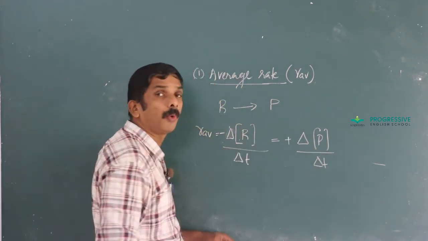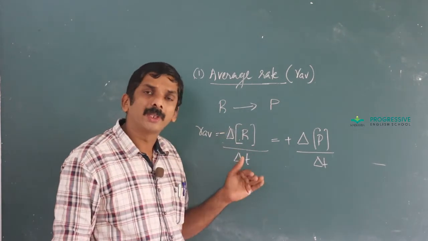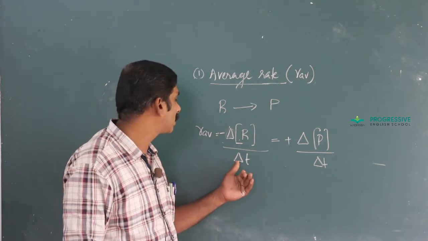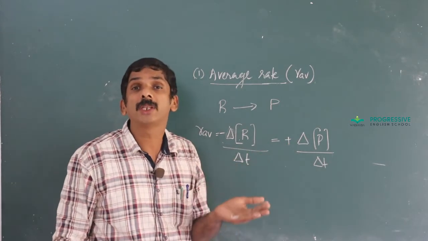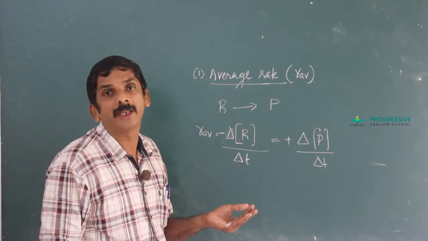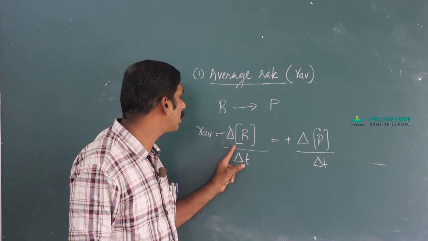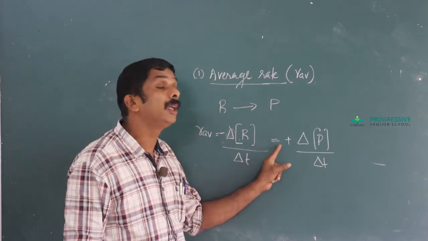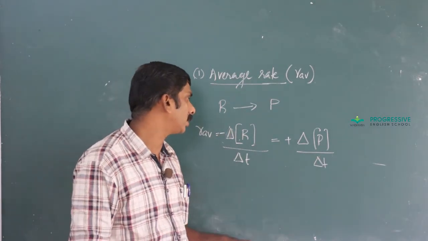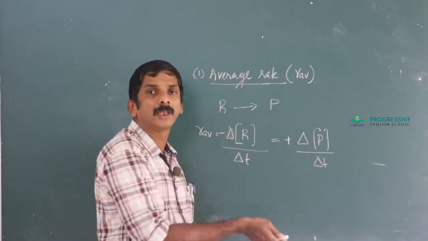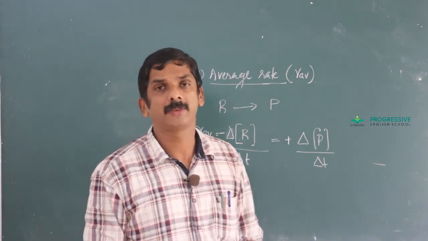Here there is a negative sign, which shows that the concentration of reactant decreases with time, and here there is a positive sign, which shows that the concentration of product increases with time. That is why the rate of a reaction equals the decrease in concentration of reactant or increase in concentration of product. Plus sign indicates the concentration increases, and the negative sign shows that the concentration of reactant decreases.